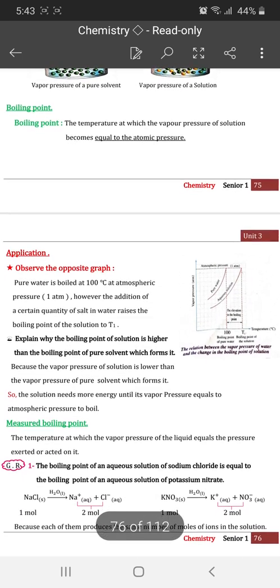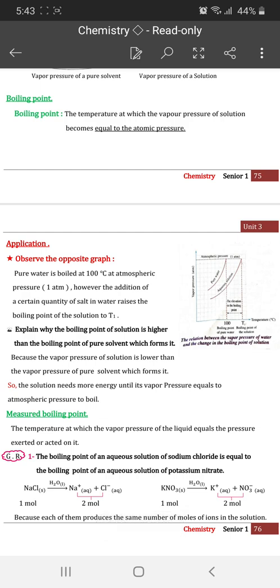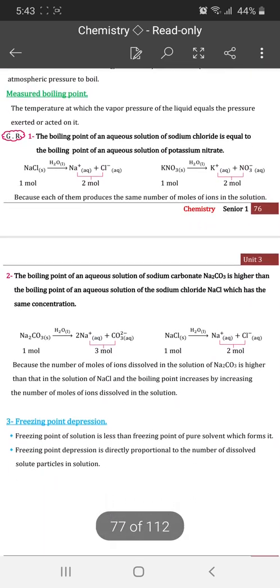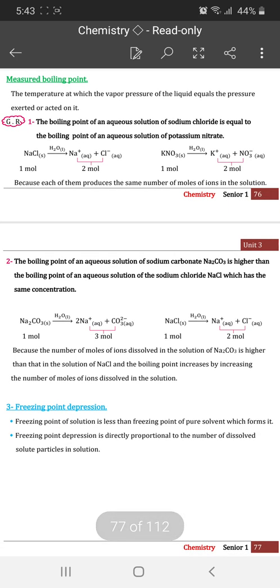The second one is boiling point. The boiling point is the temperature at which the vapor pressure of the solution becomes equal to atmospheric pressure. Also we have the measured boiling point, which is the temperature at which the vapor pressure of a liquid equals the pressure exerted on it. And as the number of ions of solute increases, the boiling point increases, because adding a solute to the solvent causes elevation in boiling point.